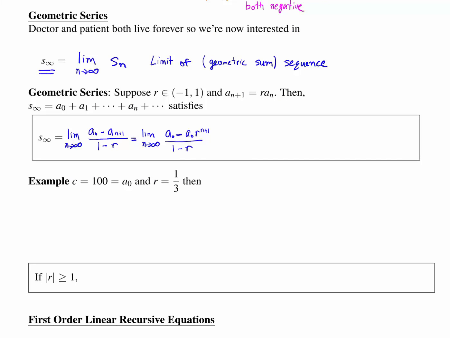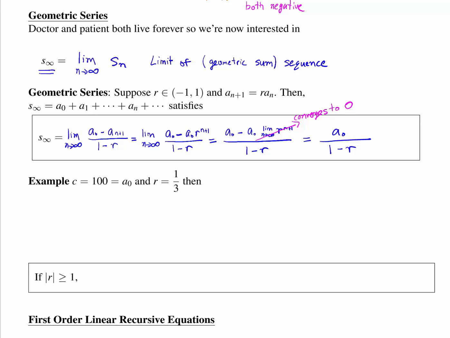And then by limit laws, we know that this is equal to a0 minus a0 times the limit of r to the n plus 1, and then that's all over 1 minus r. And we know that since r has magnitude less than 1, this limit of r to the n plus 1 goes to 0. And we're left with a0 over 1 minus r. And so this is a formula for the infinite sum, or the limit of the geometric sum.